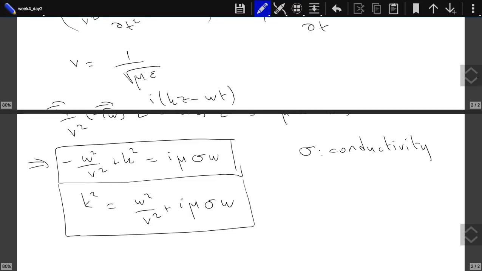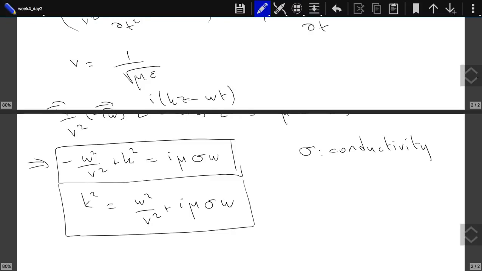Okay, now things start to get somewhat weird. K is not a real number. Remember, in the absence of conductivity, K was a real number. It was the wave vector. Now here we see that K is no longer a real number because of this conductivity. Now let's see, what does that mean? Does it make sense?